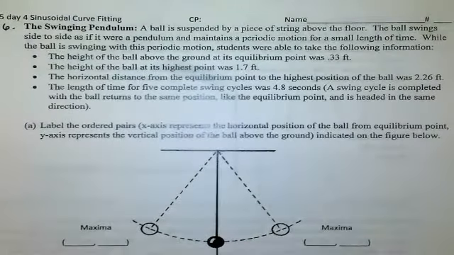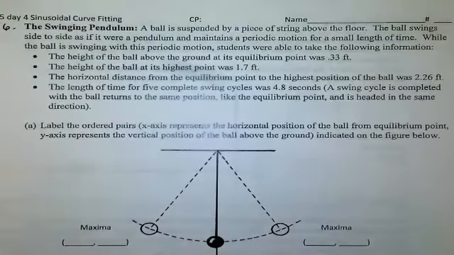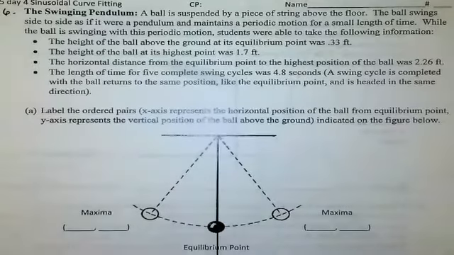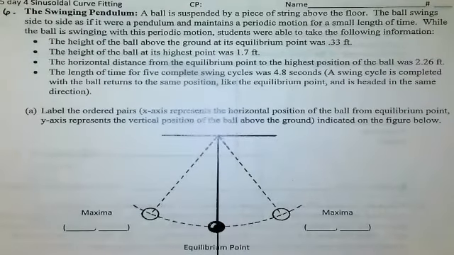The swinging pendulum. A ball is suspended by a piece of string above the floor. The ball swings side to side as if it were a pendulum and maintains a periodic motion for a small length of time. Eventually, what would happen to that pendulum if it was just a ball that you released? Eventually, it would stop, right? Okay, that's called a damped trig function. So gravity is actually dampening the motion. But we're going to pretend that for a small length of time, this pendulum is going to be sinusoidal for a little while anyway.